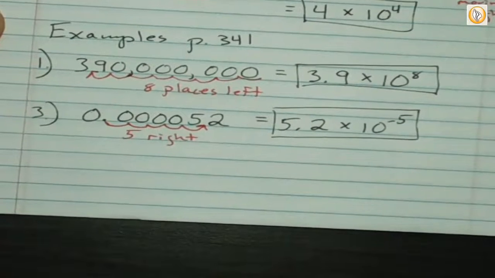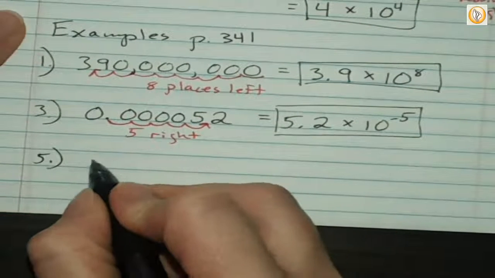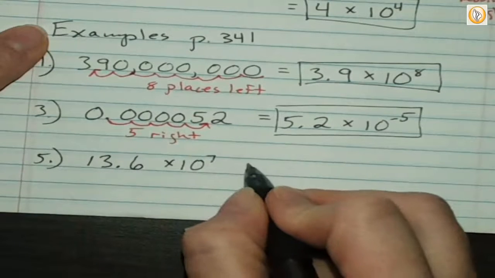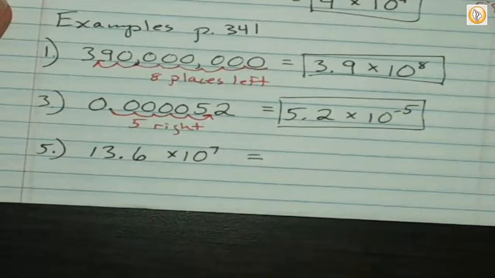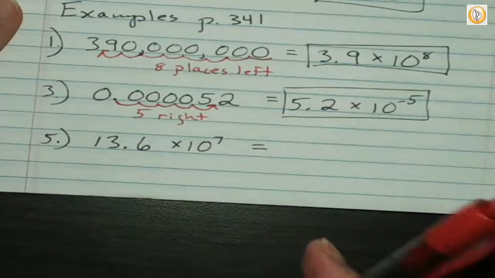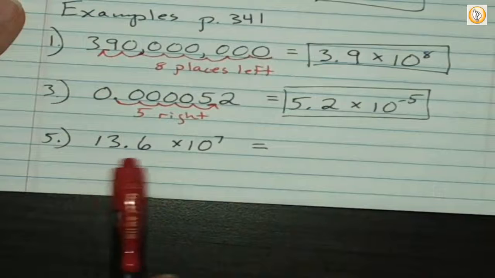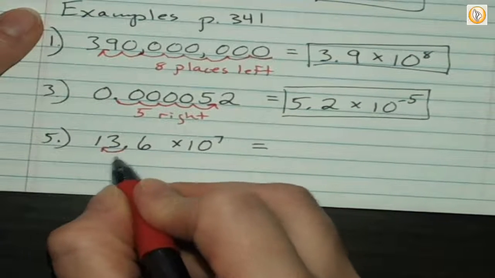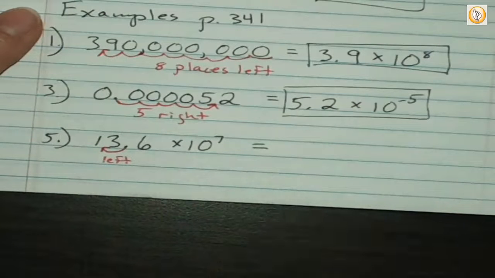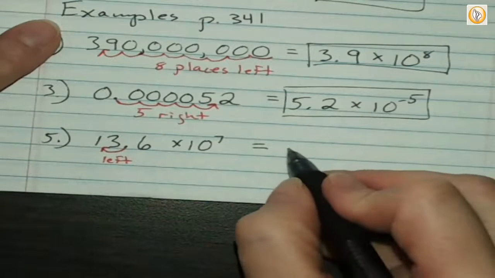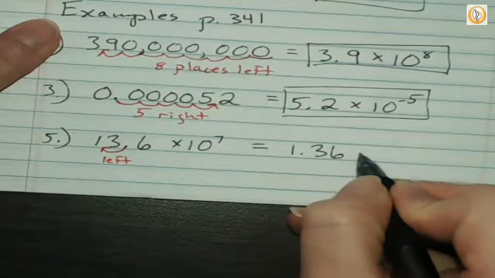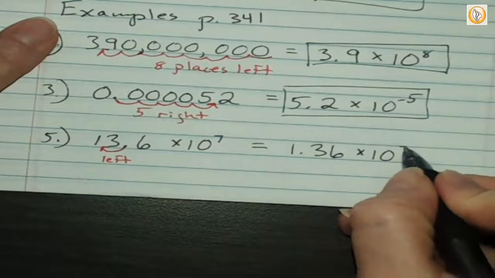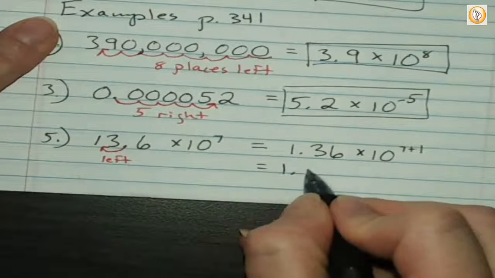Now look at number 5. 13.6 times 10 to the 7th power. Keith, is this number between 1 and 10? What do I need to do? So I'm moving it one place left. So am I going to add an exponent or subtract it? That's right. So then, what's your exponent? 8. That's right. It's going to be 7 plus 1, which is 8.